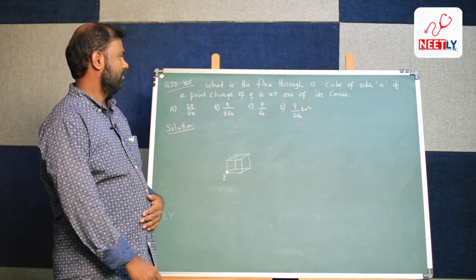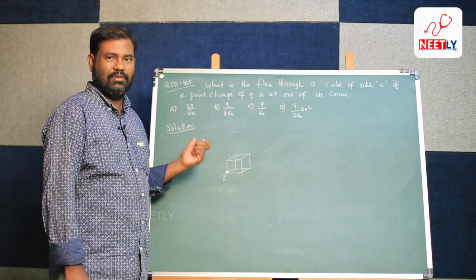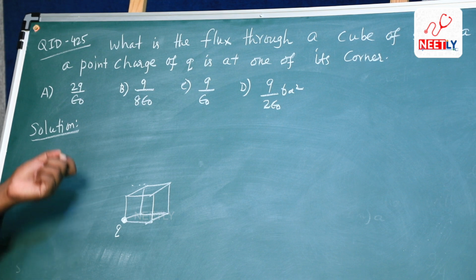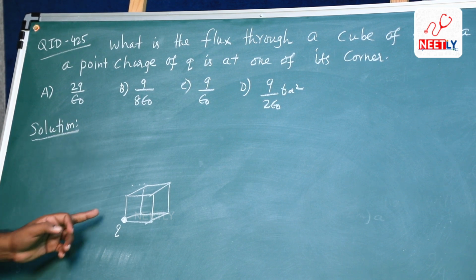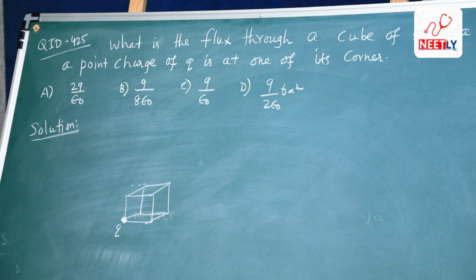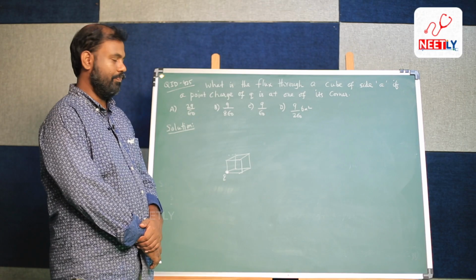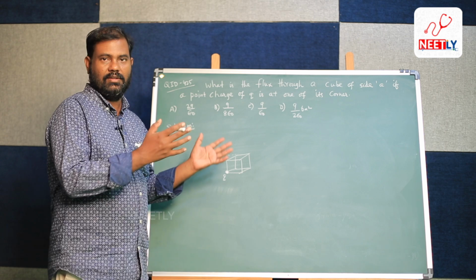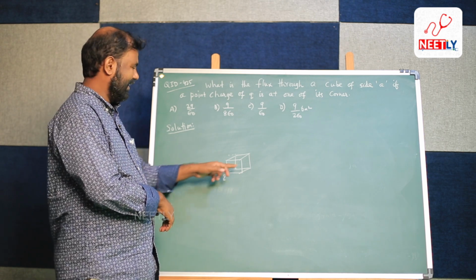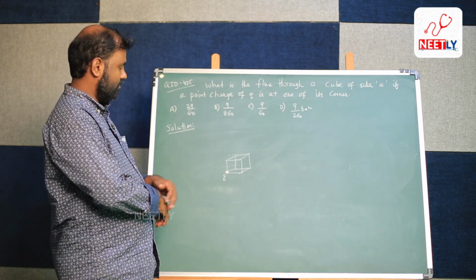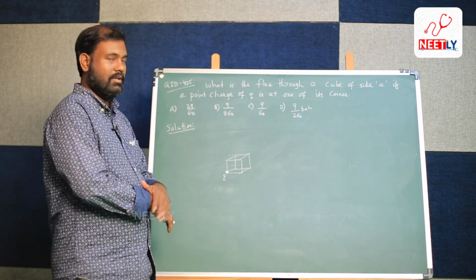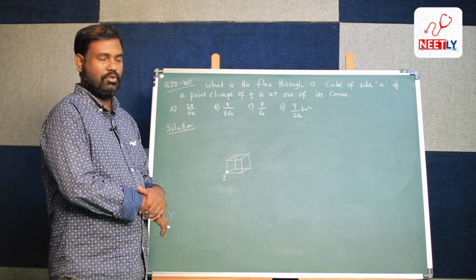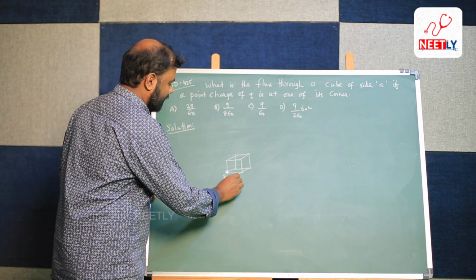In this problem they are asking to calculate the flux due to a point charge. This point charge is kept at one of the corners of a cube. We know that for a cube there are 8 corners. So, what will be the flux due to this charge q in the small cube of side A? I think they have mentioned side A.